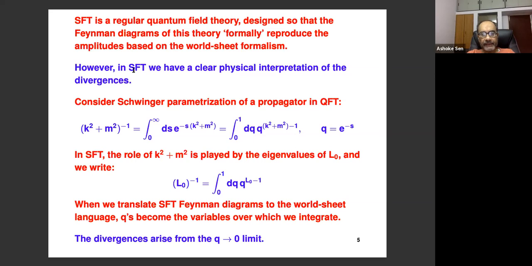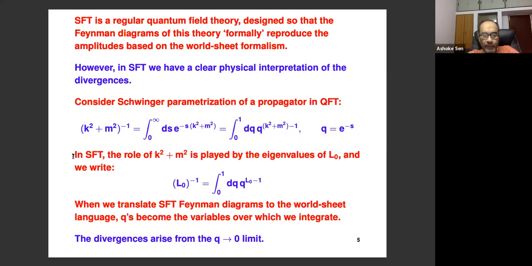But the advantage in string field theory is that we have a clear physical interpretation of the divergences that we saw in the previous slide. And to see this physical interpretation, let's consider the Schwinger parametrization of a propagator in a quantum field theory. A Schwinger parametrization of a propagator takes this form. You take a propagator (k² + m²)⁻¹, and you write it as an integral of this kind. s is the proper time variable. And we will also often use this variable q, which is related to the variable s by q = e^(-s). And in terms of q, this integral takes this form.